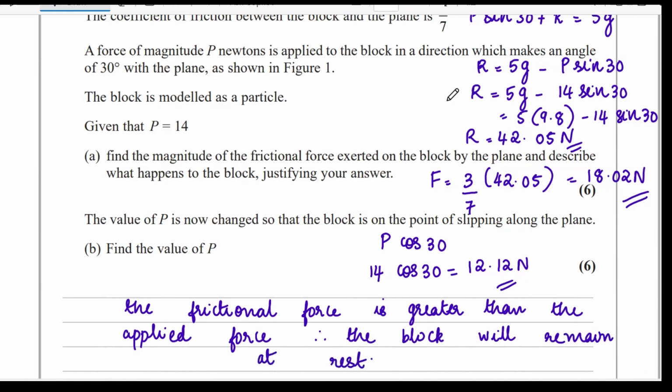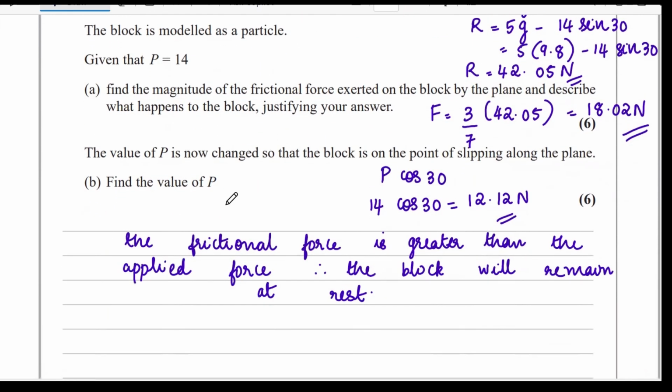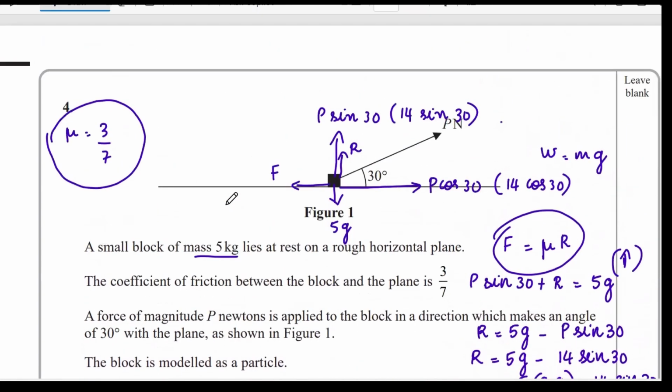Now, the first part is done. It was a 6-mark question. The second part: the value of P is now changed so that the block is on the point of slipping along the plane. Find the value of P. So here, in the first part, the value of P was given as 14. Now I need to erase this because we don't know what the value for P is. We need to find out the value for P.